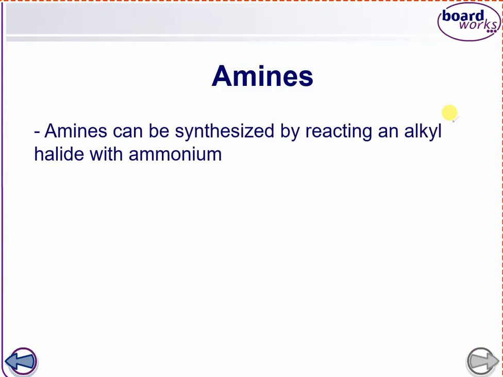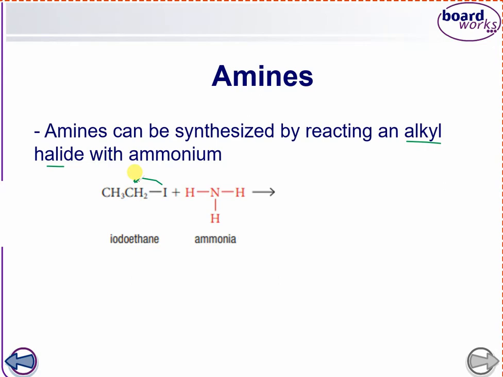So, reactions here. We're going to look at some synthesizing. So how do we actually make these? Well, what we're going to do is react an alkyl halide, and I'll show you what that is right here. If you don't remember that from previous courses, all it is is one of the halogens attached to our carbon chain. So we've got the iodine here, iodoethane it's called. And we're going to react that with ammonia.